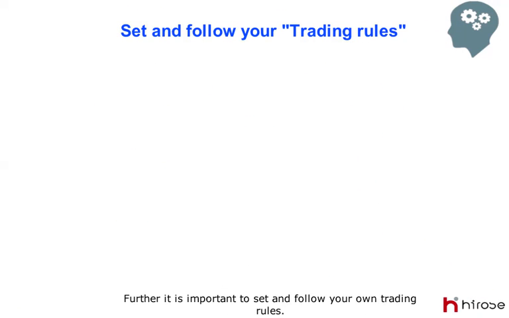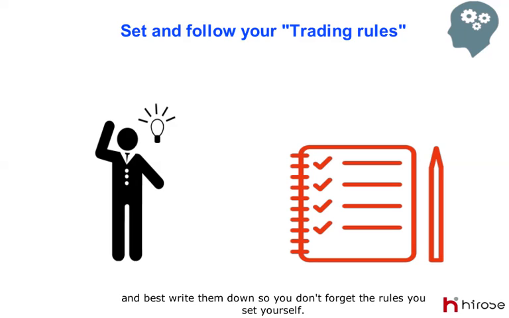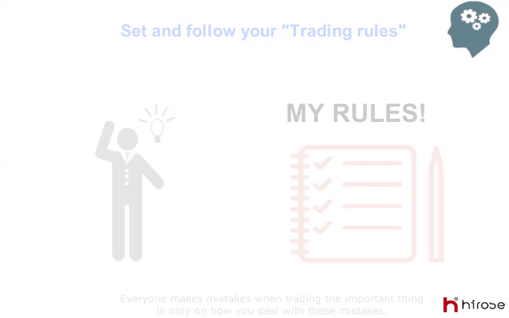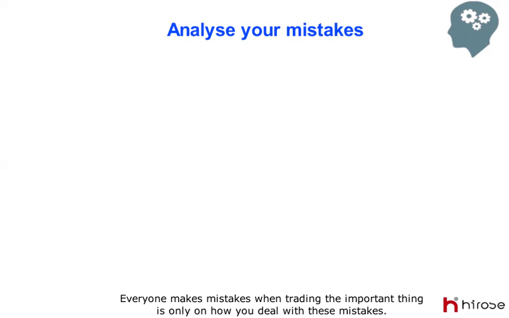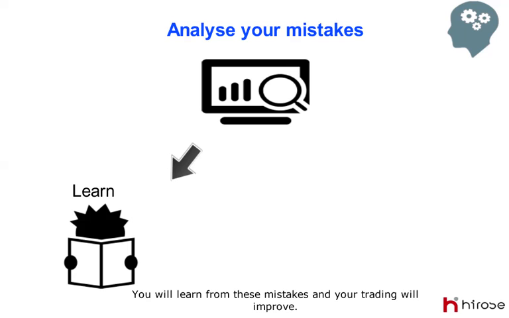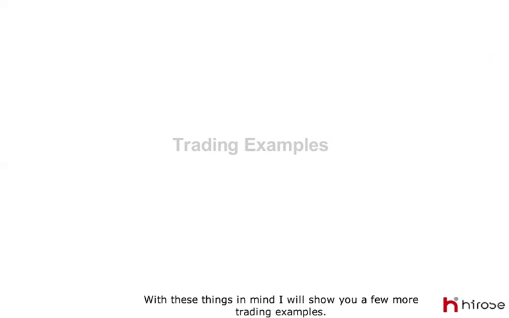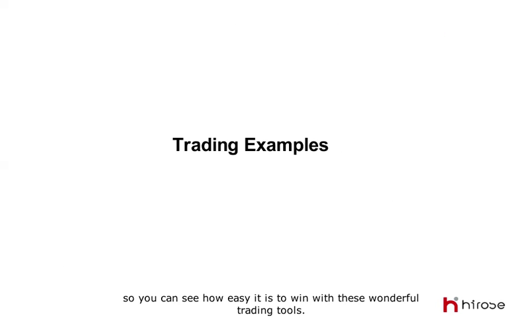Further, it is important to set and follow your own trading rules. You have to think about it yourself, about what kind of rules you want to create, and best, write them down so you don't forget the rules you set yourself. Everyone makes mistakes when trading. The important thing is only how you deal with these mistakes. When you analyze your mistakes and see what you could have done better, you will learn from these mistakes and your trading will improve. With these things in mind, I will show you a few more trading examples so you can see how easy it is to win with these wonderful trading tools.